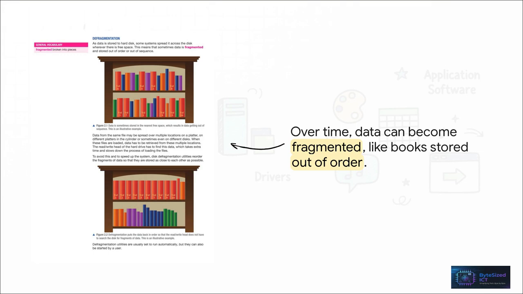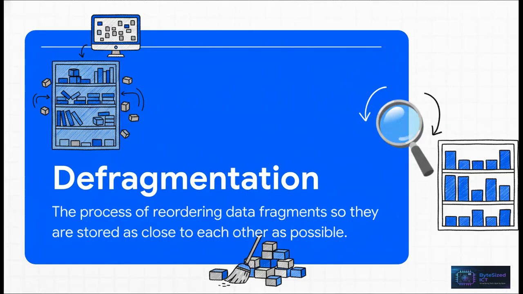So, every time you save a file, sometimes the OS has to break it up into little pieces to fit into the empty spaces on your hard drive. Over time, it starts to look like this bookshelf, a total mess, right? You've got parts of the same book scattered all over. That is called fragmentation. So obviously, your computer needs a way to clean up that messy shelf.